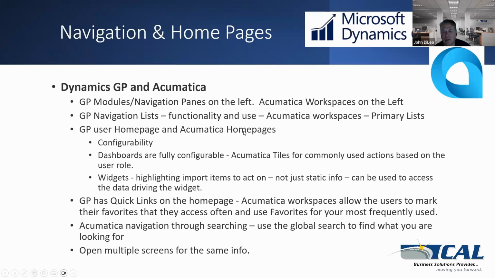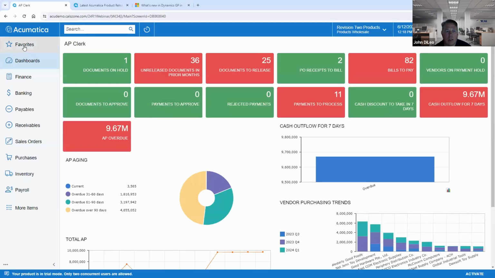So again, homepage, GP versus Acumatica, they both have homepages. Some similarities. Again, Acumatica is just much newer technology, much more configurable. Dashboards are fully configurable. The tiles that you saw there, the widgets, they're all actionable information, unlike GP. GP has quick links, like I showed you on the homepage. Acumatica has something different, where instead of quick links, we have favorites.